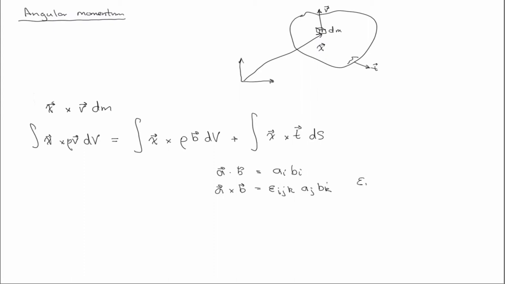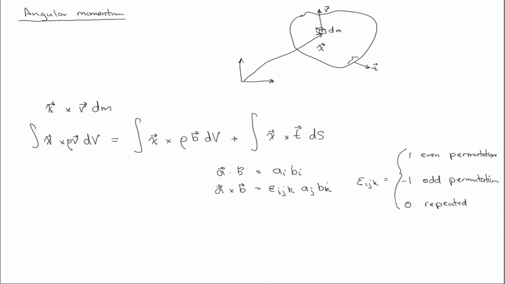And so what is that guy? Epsilon_ijk is equal to 1 for an even permutation. So when I say permutation, I mean a change in the indices ijk. And I'll give you an example of what I mean. It's -1 for an odd permutation, and 0 if any two indices are repeated. So that's really the only choices you have.